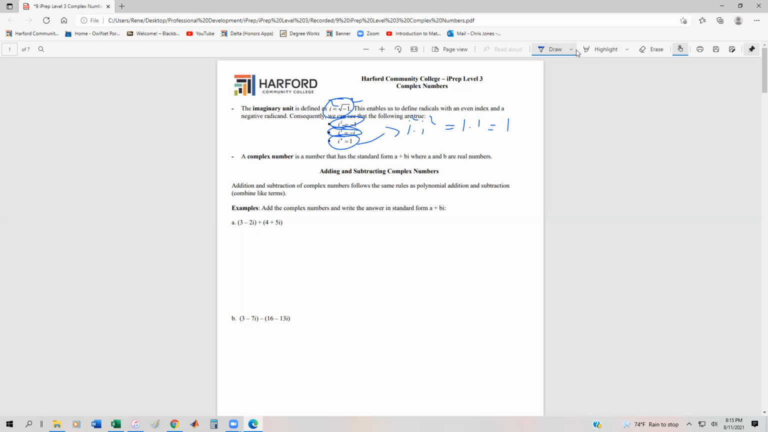And so in this section, what we're going to be doing is just taking a look at the different operations that we can perform on these complex numbers. And then at the end of the section, we're going to see why we might even need complex numbers.